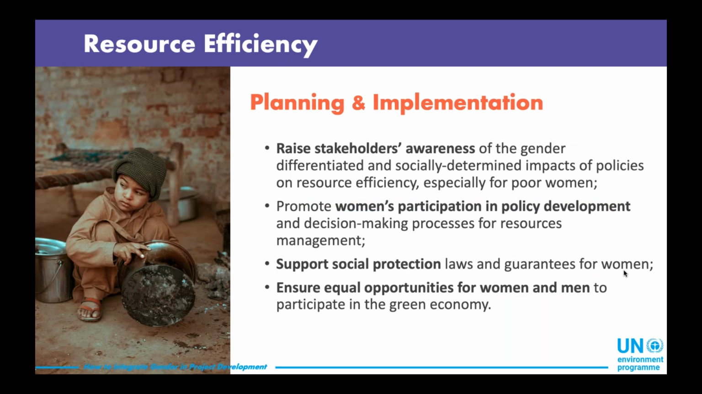For the planning and implementation phase of projects, here are some examples. We can, for instance, raise stakeholders' awareness of the gender and social impacts of general policies on resource efficiency. We can also promote women's participation in policy development and decision-making processes for resources management. Again, support social protection laws for women and guarantees, depending on the country where the project is implemented. And also ensure equal opportunities for women and men to participate in the green economy. So these are potential examples of how this could be incorporated in planning and implementation of projects.